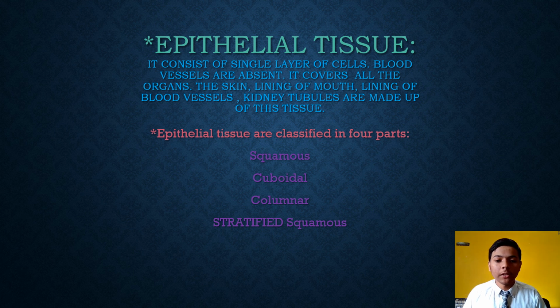And again, epithelial tissue is classified into four types. Squamous epithelial tissue, second is cuboidal epithelial tissue, third is columnar epithelial tissue, and fourth is stratified squamous epithelial tissue. So one by one we will study.